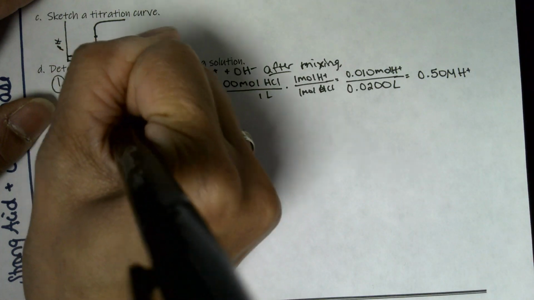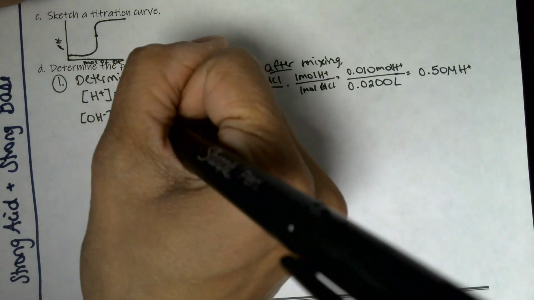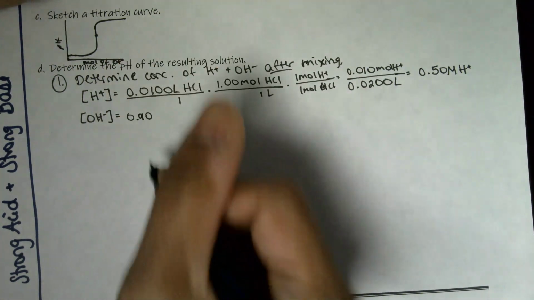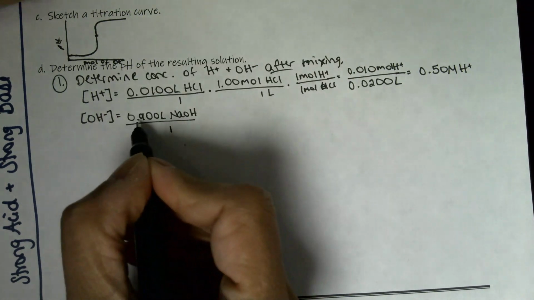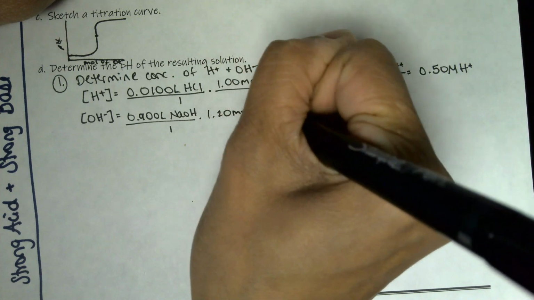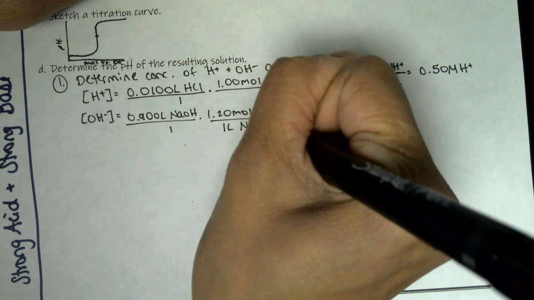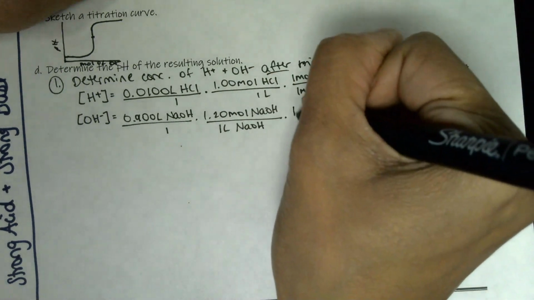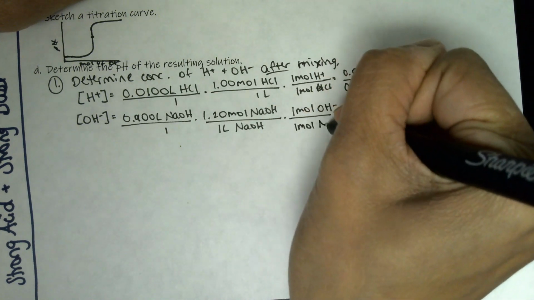We'll do the same exact thing for the OH minus. We know we have 0.0100, whoopsies, there's a 0 in front of that, 0.0100 liters of NaOH times its concentration, 1.20 moles of NaOH for every 1 liter of NaOH. And then I know I have 1 mole of OH minus for every 1 mole of NaOH.